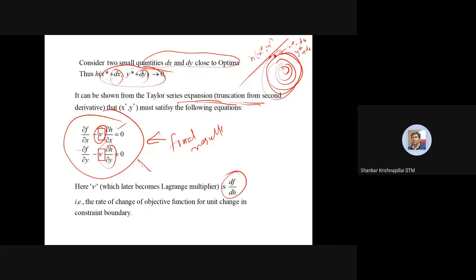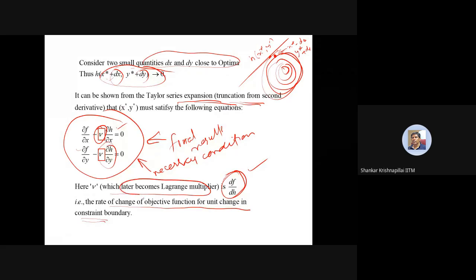Okay, so this is the necessary condition for the optima of an equality constraint problem. And this factor df by dh is actually the rate of change of the objective function for unit change in the constraint. So that is the meaning of df by dh. That will later become the Lagrange multiplier.